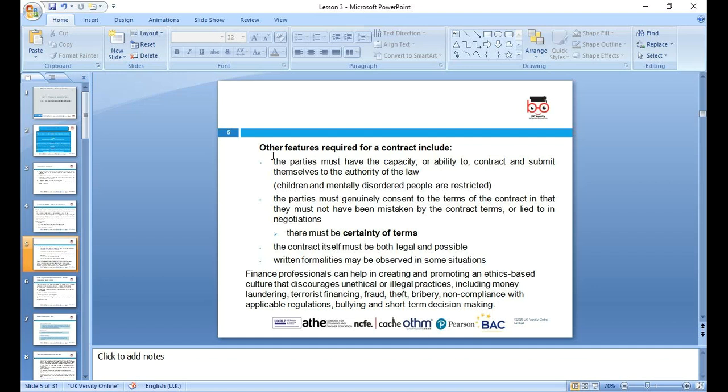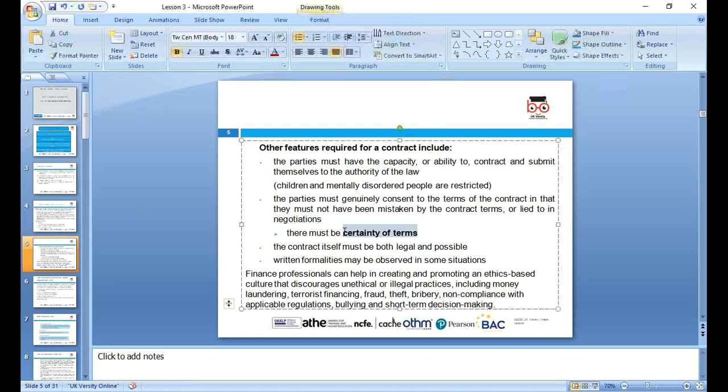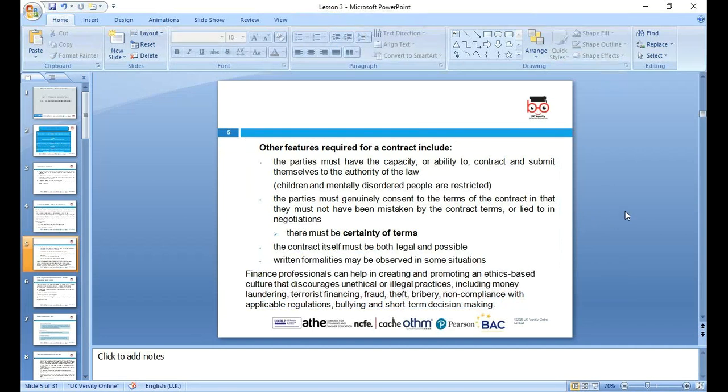Other features required in a contract include, in contract law, that the parties must have capacity. If somebody is a minor, or doesn't have a mentally sound mind, it's not a contract. Children and mentally disordered people can be restricted. If someone is 70 plus and doesn't have a sound mind, or 90 plus, we can't really put them into a contract. They need witness signatures to put them in a contract. There must be certainty in the contract itself for both parties, and it must be legally possible. Written formality may be required in some situations, but a verbal contract can be a contract.